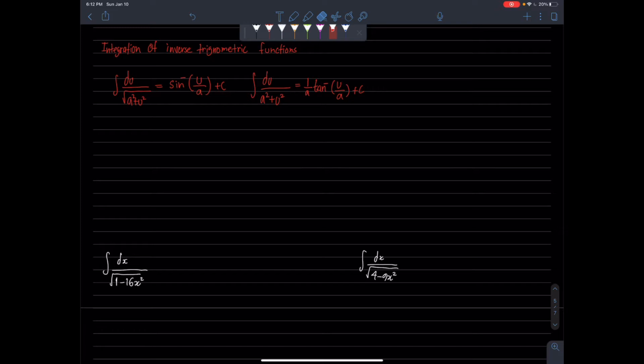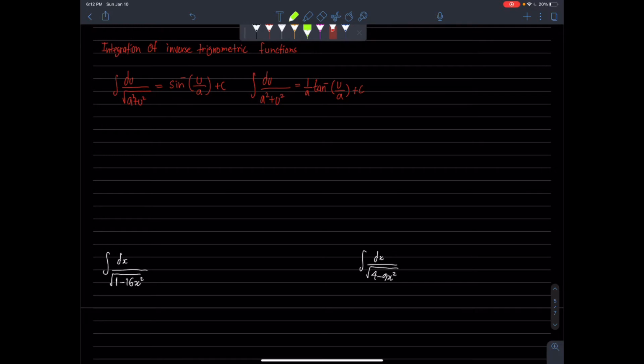So the integration of 1 over root a squared minus u squared du is equal to sine inverse of u over a plus c. A is just any constant. It's any one, like for example, 1, 2, 3, 4, 5, whatever, right? The integration of 1 over a squared plus u squared du is equal to 1 over a tan inverse u over a plus c. A is the same thing.